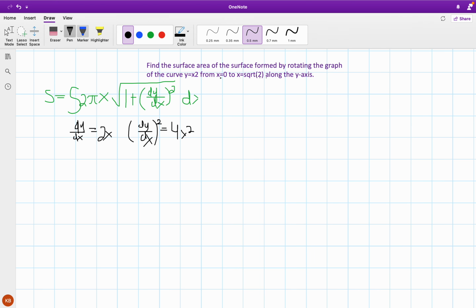Keep in mind that it goes from x equals 0 to x equals square root of 2, so that is going to be our bounds. We're going to take the 2 pi out as it is a constant, and we can just put that in later on and not worry about it while we're integrating the problem. So it's going to be the integral from 0 to square root of 2 of x times the square root of 1 plus 4x squared dx.